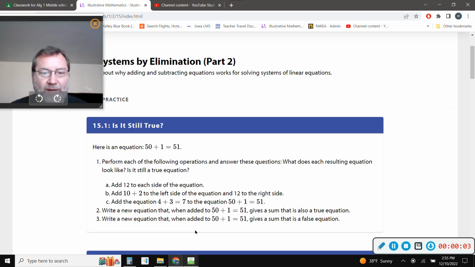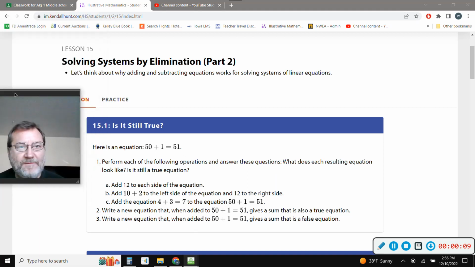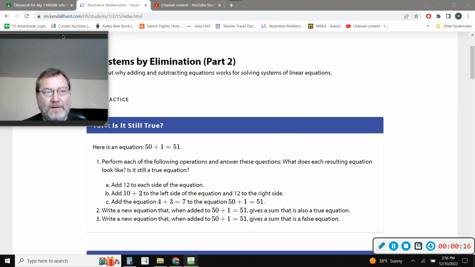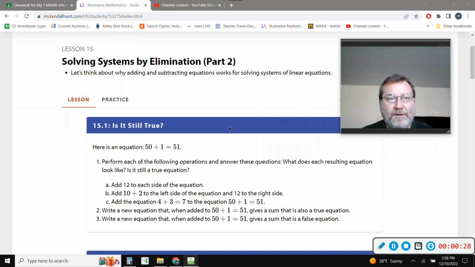Hello students, and we're back to working on Unit 2, and this is now Lesson 15, Solving Systems of Equations by Elimination. So we just got finished looking at how to solve systems of equations using elimination. So this is part 2. It'll get a little bit harder, and so we'll just jump right in and see what's going on here.